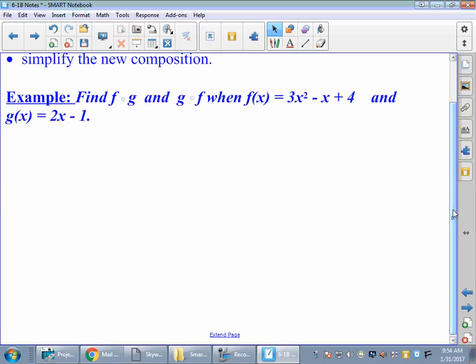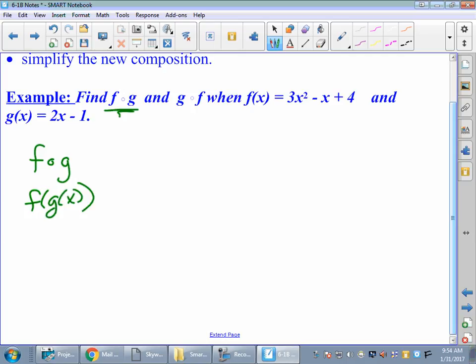So again, we're going to find both F of G and G of F. So F of G, F composition G, is the same thing as F of G of X. And I'm going to take it a step further. Notice I don't have a number to plug in there. But G of X is sitting inside my F of X parentheses. I'm going to take this G of X function right here, and I'm actually going to plug it in and replace G of X with 2x minus 1. So I'm going to write the same function notation as F of 2x minus 1.